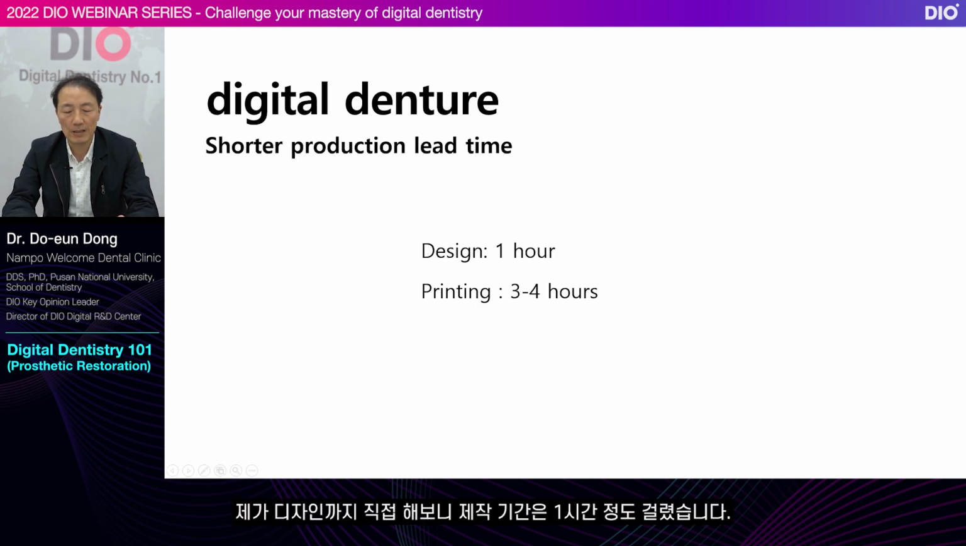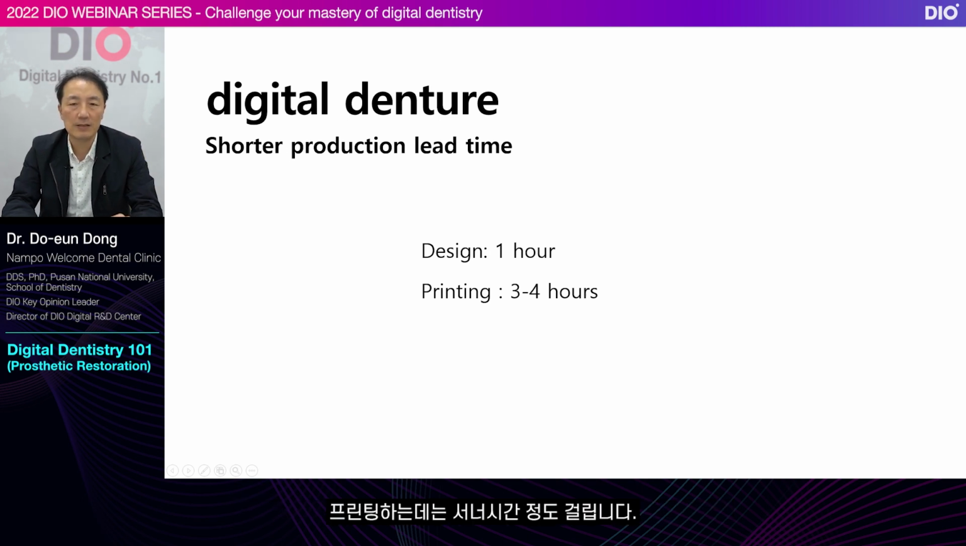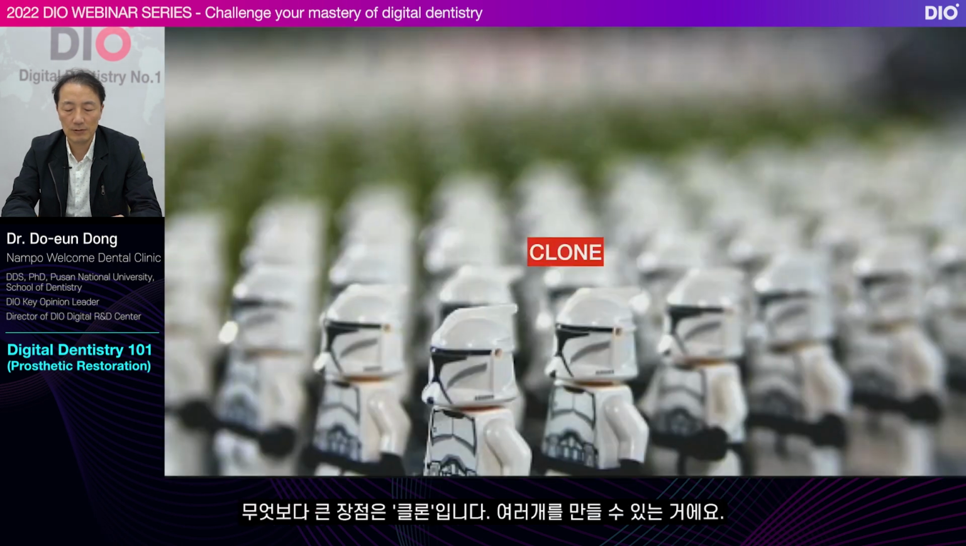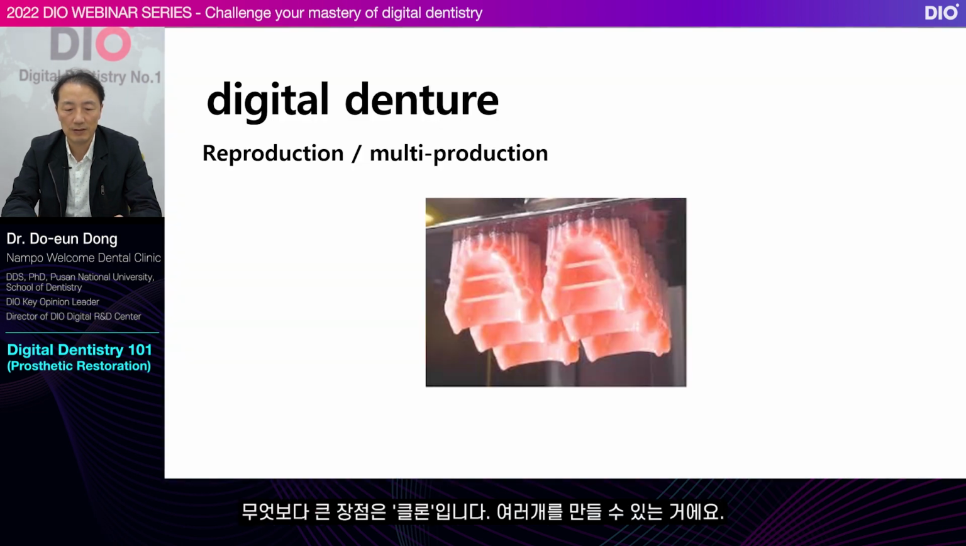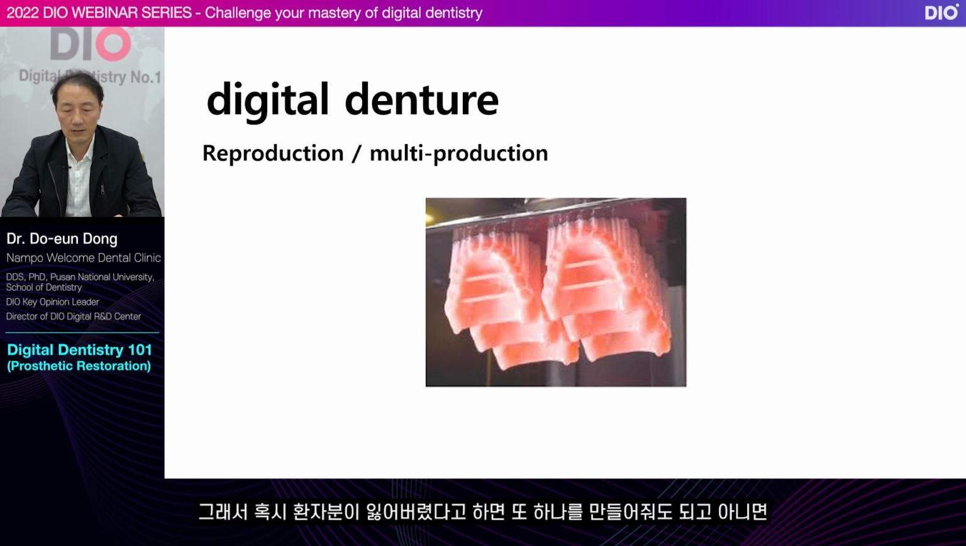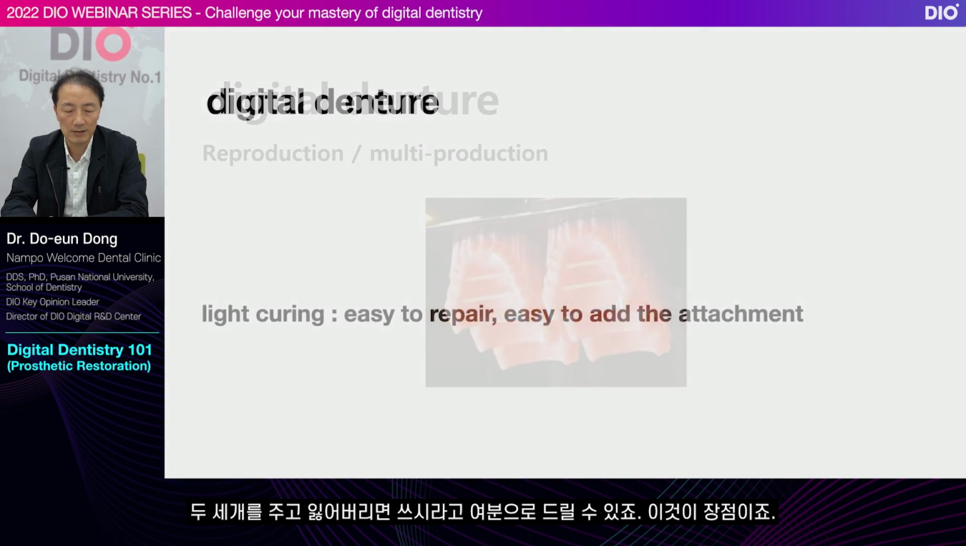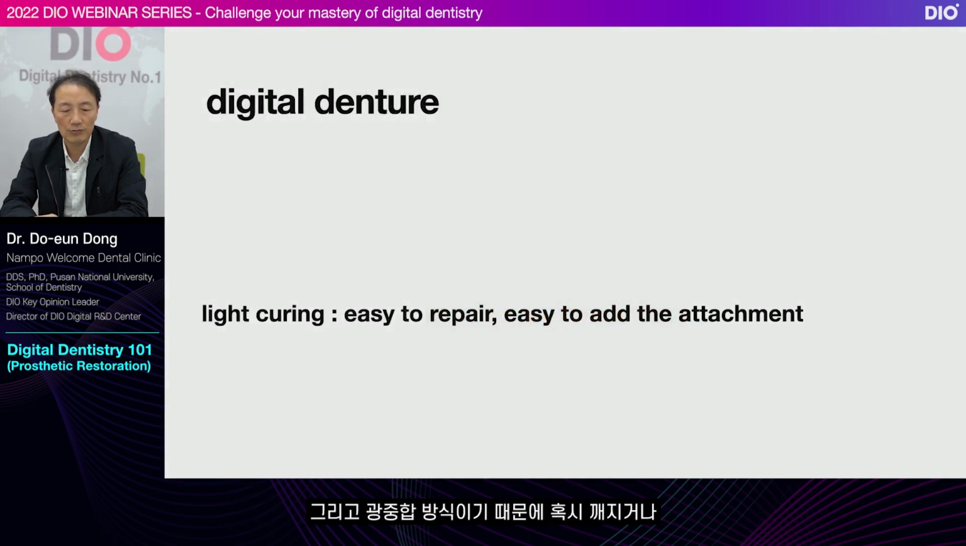When I did the design myself, the production time took about 1 hour. It takes about 3 to 4 hours to print. The biggest advantage is the clone. You can make multiples at the same time, like this. So if the patient loses it, you can make another one for them. Or you can make 2 to 3 so they can have extra. This is an advantage. And since it uses the light curing method, it is easy to repair if it breaks or needs to be supplemented.